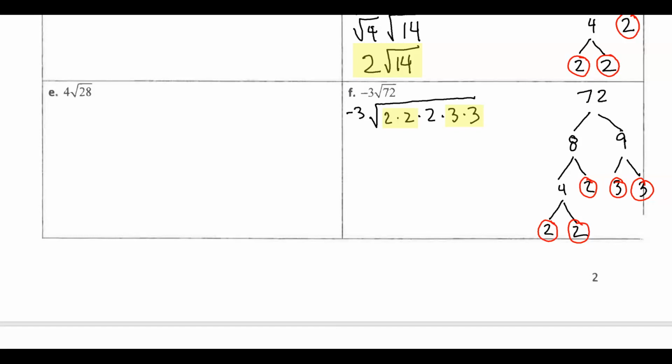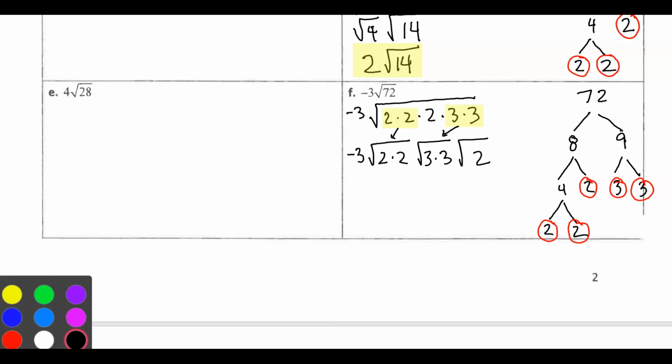So let's just bring this negative 3 down for the ride. So it's negative 3. And then square root of 2 times 2. And square root of 3 times 3. Okay, I just took this pair of 2's and gave it its own radical, and that pair of 3's, and then I have a single 2 left over. Alright, so when you split it up, you should still have the same number of prime factors.